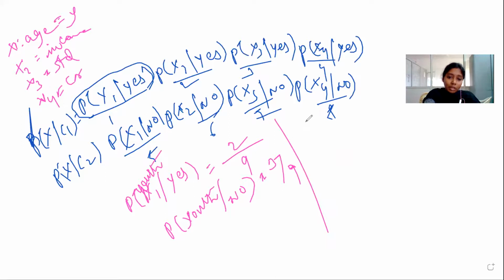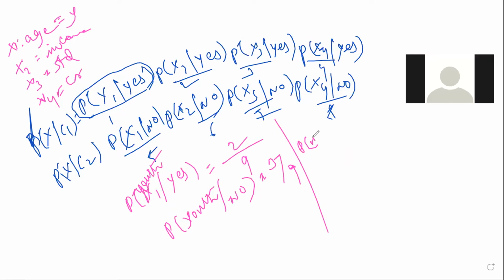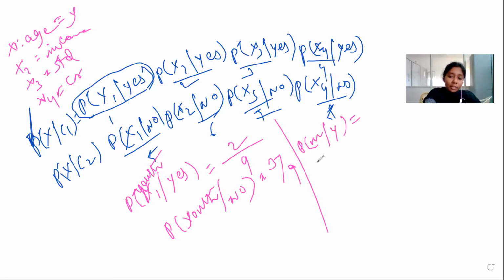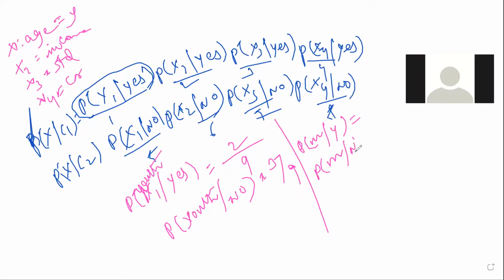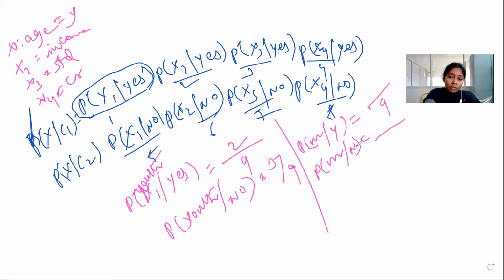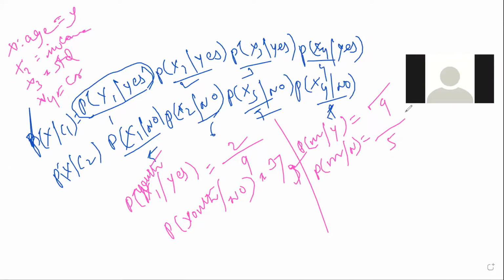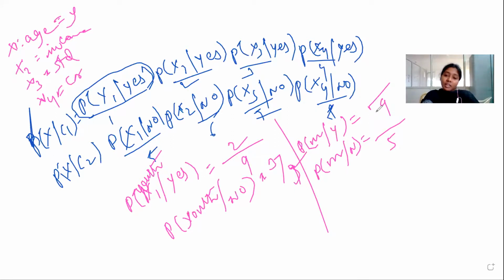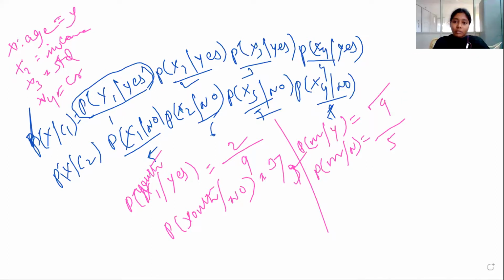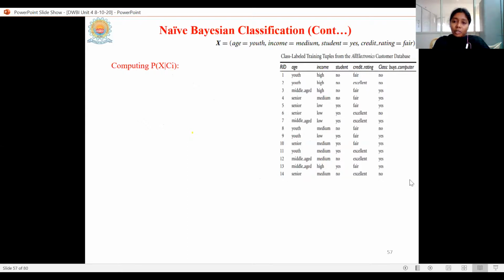Next, what is the value for income? Medium. So P of medium given S class we need to calculate, and again P of medium given no class. Out of 9 S classes, how many mediums are there? And out of 5 no classes, how many mediums are there? We need to see. I'm going back to the PPT. Look into this. How many for income? How many mediums are there?